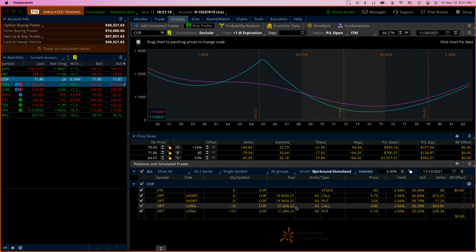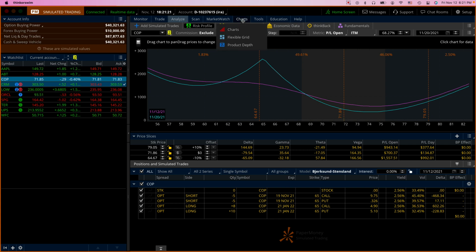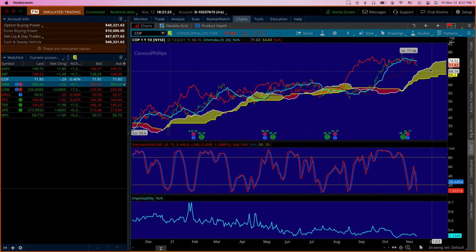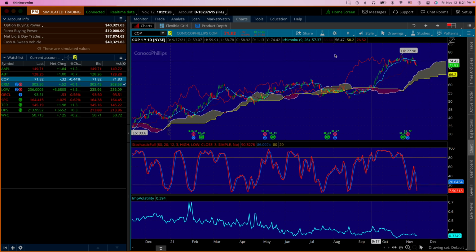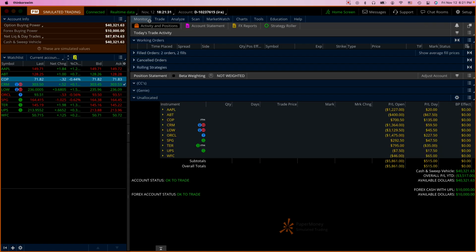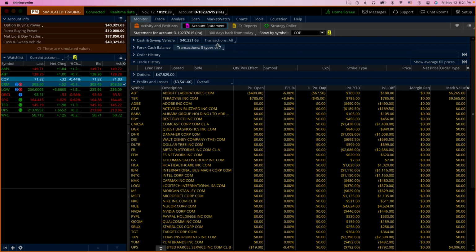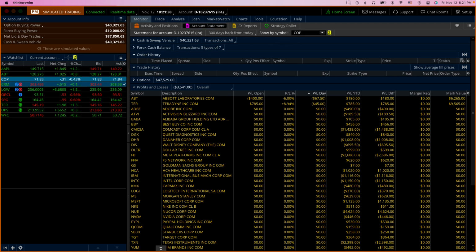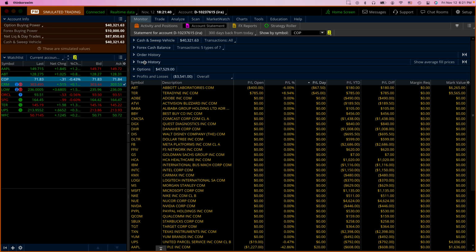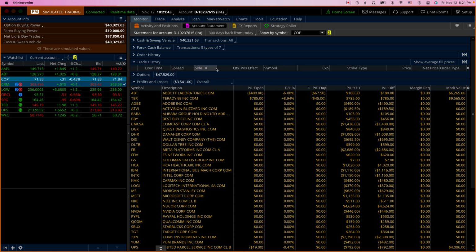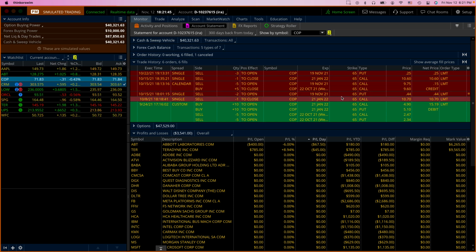Okay, let's COP. I already took some profit by selling calls. Let's take a look at the chart here on COP, ConocoPhillips. It's been going down. It looks like it might be going down some more. Okay, let's take a look at the monitor tab, account statement, and then you would see your trades on COP. Trade history should show up sometime soon. Okay, here you have the puts and the calls that we have sold somewhere here.